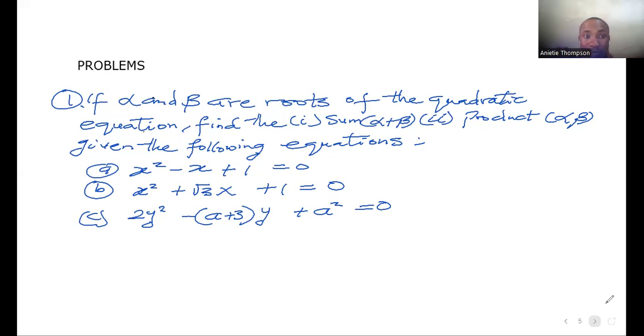I would like us to solve this problem. If alpha and beta are roots of the quadratic equation, find (i) the sum, alpha plus beta, and (ii) the product, alpha beta, given the following equations you have. I'm going to solve some of these problems, and I will leave some for you to try.